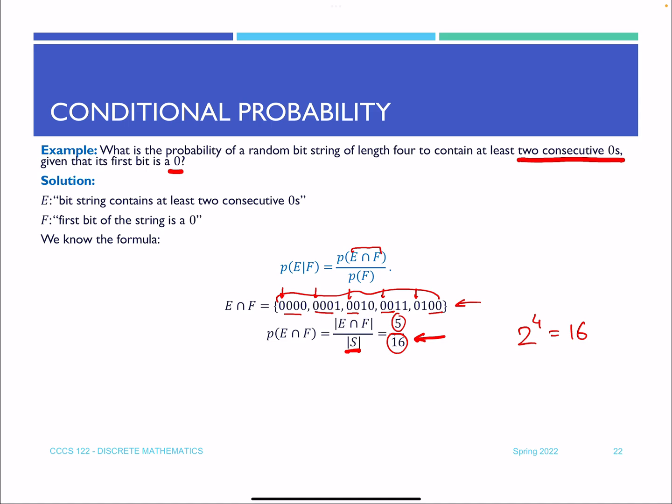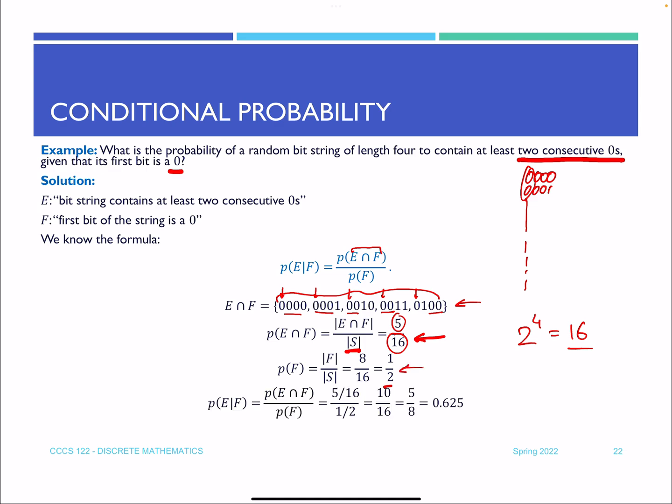Then we have the probability of F, the probability that the first bit of the string is 0. That is half. Out of all 16 possible bit strings that you can make, fully half will begin with a 0 and half will begin with a 1. So this is easy, 1 over 2.